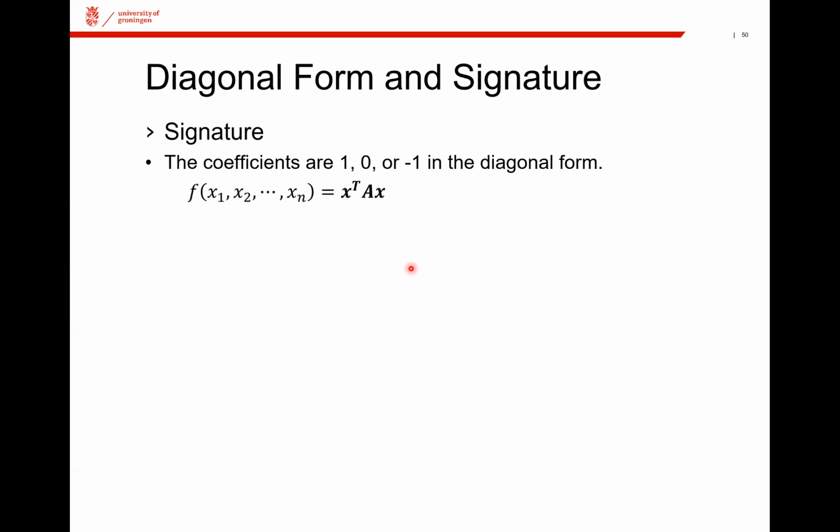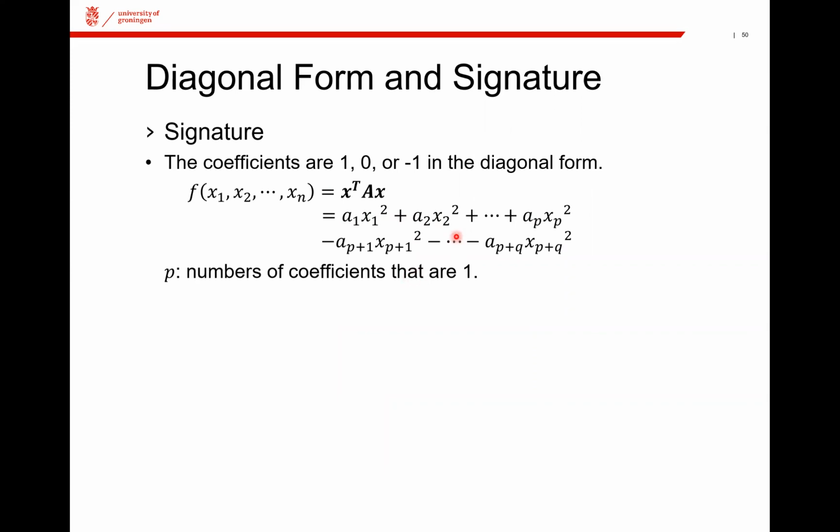And then the signature. It refers to the coefficients that are 1, 0, or minus 1 in the diagonal form. So basically here, A1, A2 to AP, the coefficients only have three options, 1, 0, or minus 1. So it can be written in this form as well.